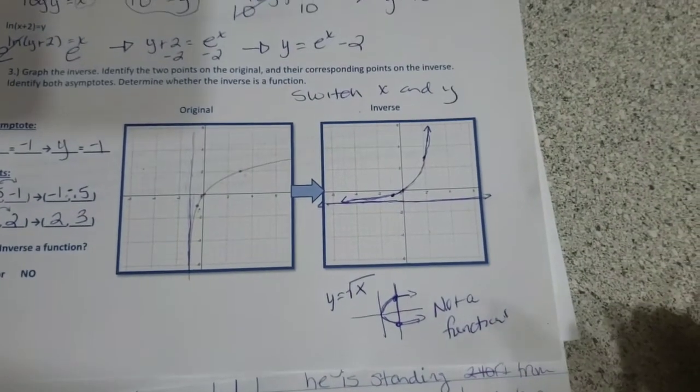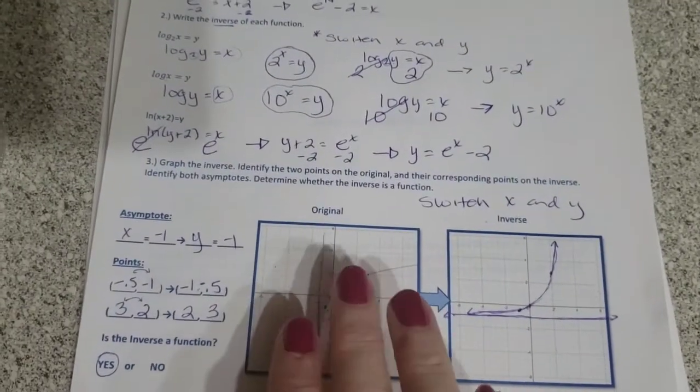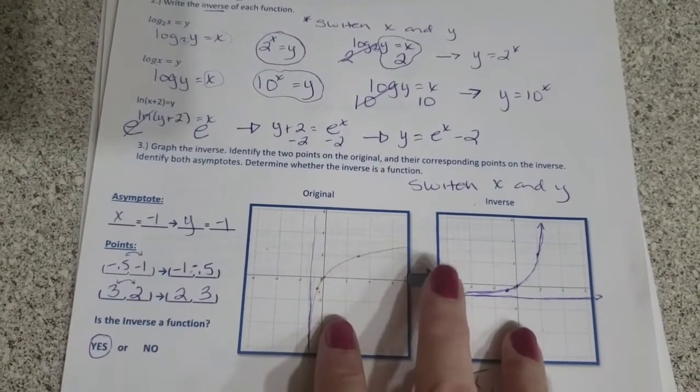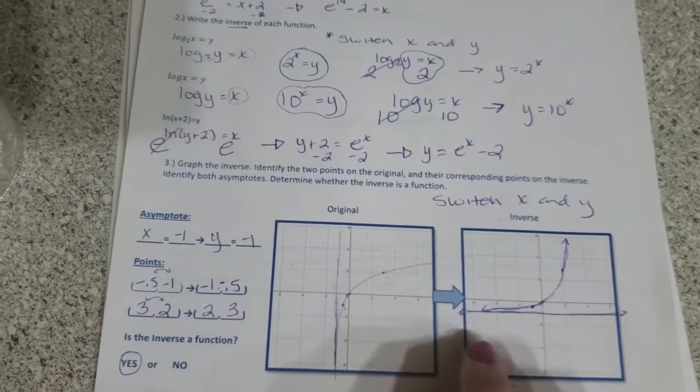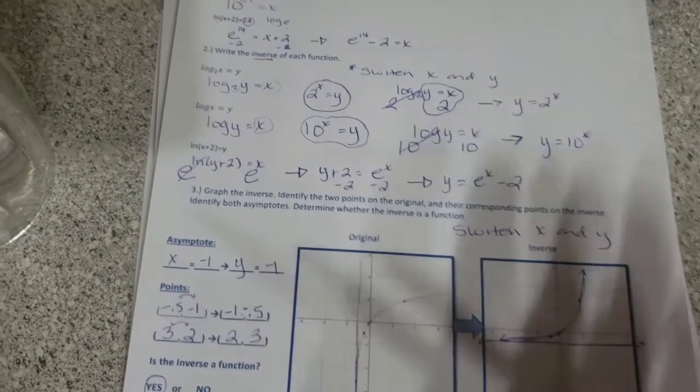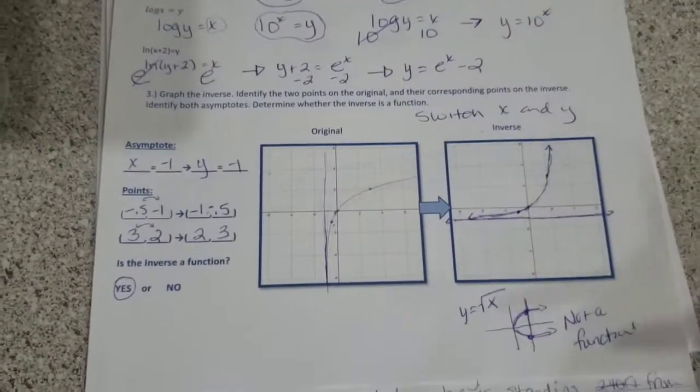And since you're taking this test online, what you're going to need to be able to do is take a graph and say, yes, this is the graph of the inverse. I see that its asymptote is in the right place, its points are in the right place. This is the graph of the inverse.